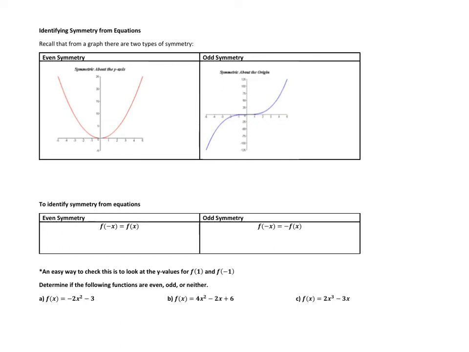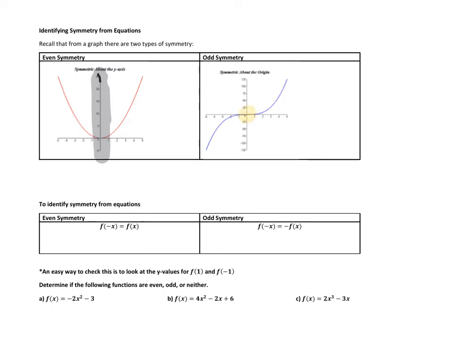This video discusses how to find the symmetry from an equation. And we've already done symmetry from a graph. Remember, there's two types of symmetry we talk about. We call even symmetry, and even symmetry is symmetric through the y-axis. And we also have odd symmetry, and odd symmetry is symmetric from the origin.